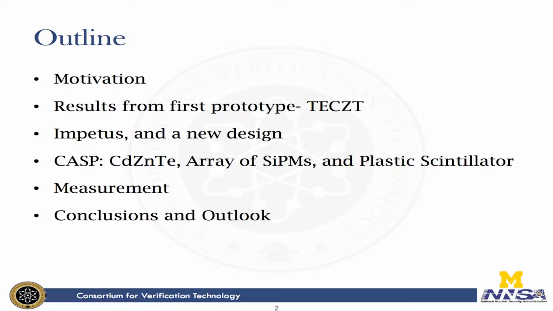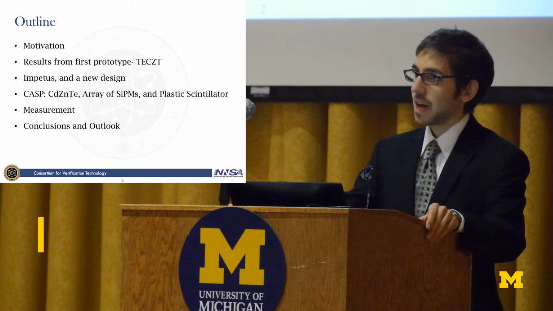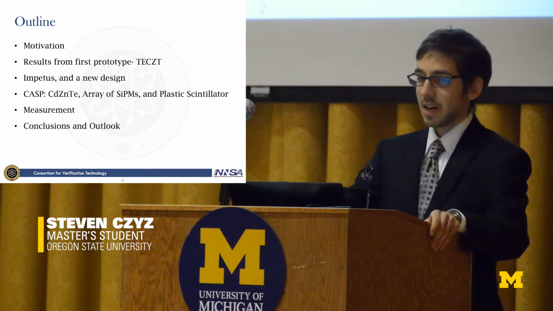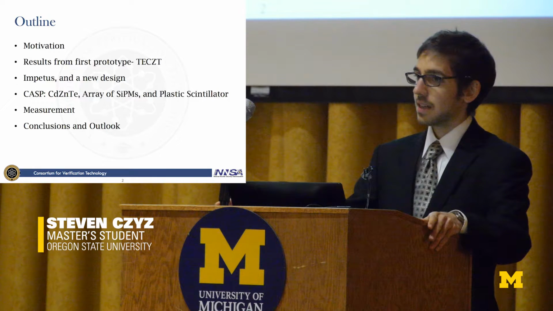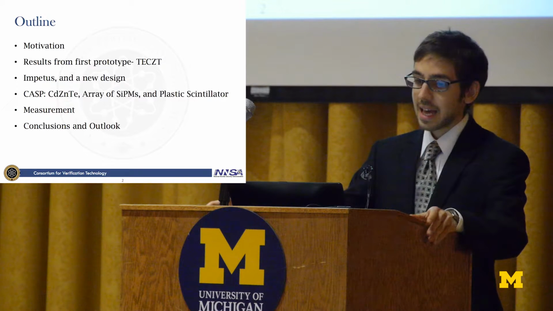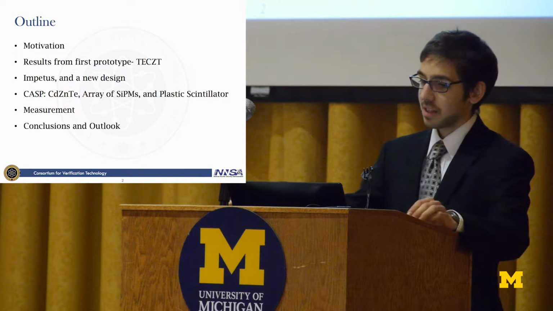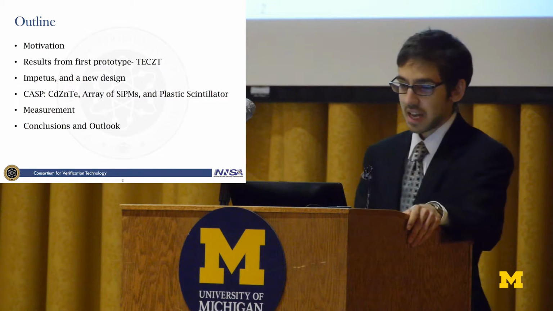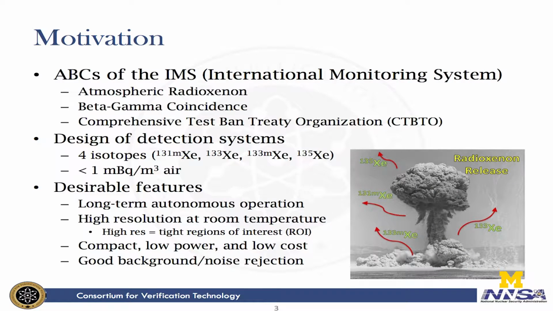I'm going to talk about the results from our first prototype system, the two-element CZT detector. We presented a few of these results at the last workshop, but we've since conducted more measurements and we want to talk about those. I'm going to talk about the pros and cons of that system and why we designed a new prototype system, the CASP system. I'm going to look at the measurements that we did with that system so far, some conclusions, and outlook for the future.